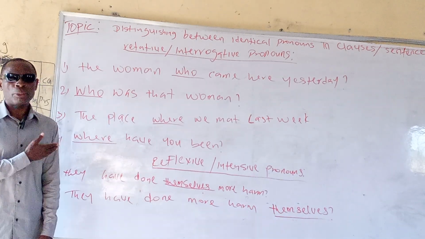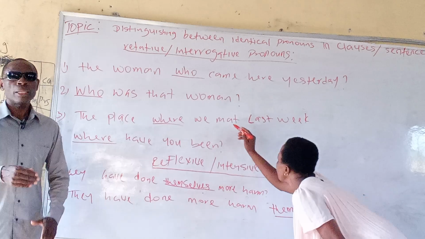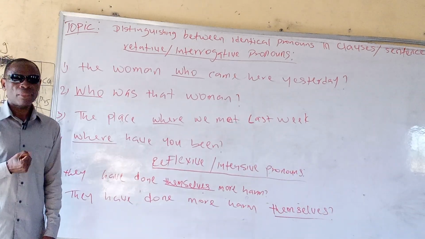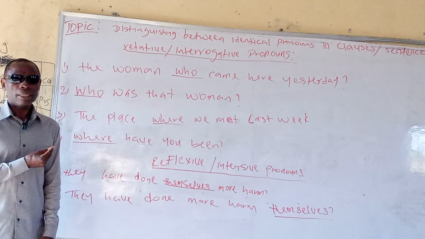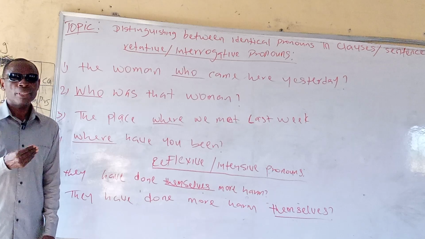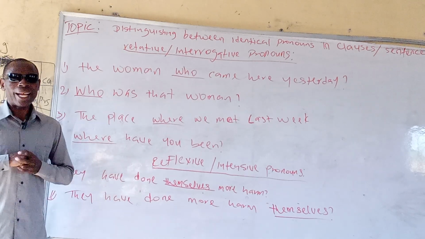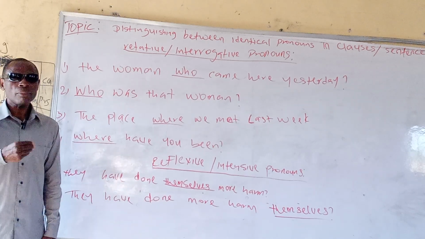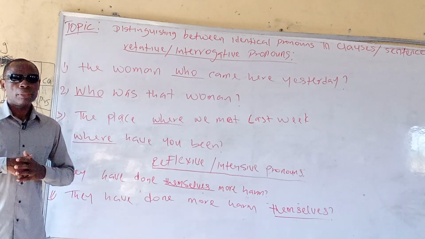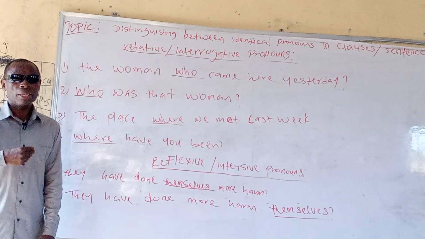Example 3 on the board. The place where we met last week. We are looking at where. Is it a relative or an interrogative pronoun? The same questions and answer method. Is where here asking a question? The answer is no.